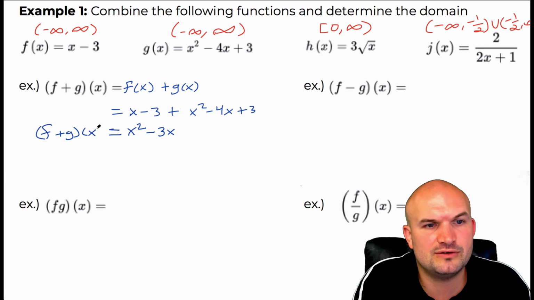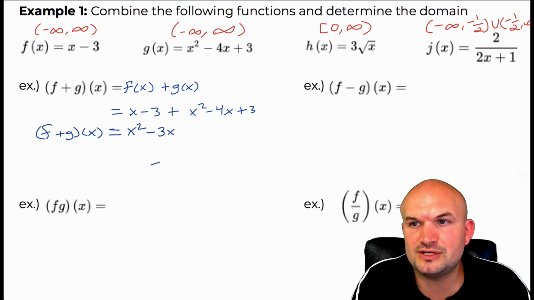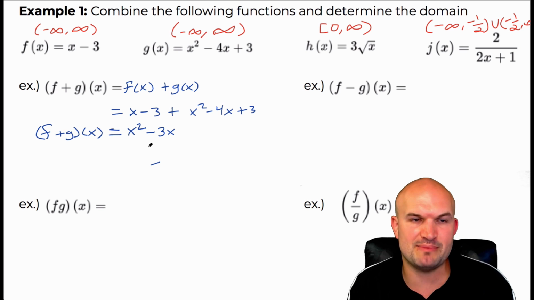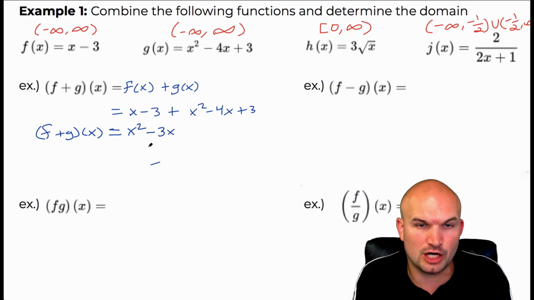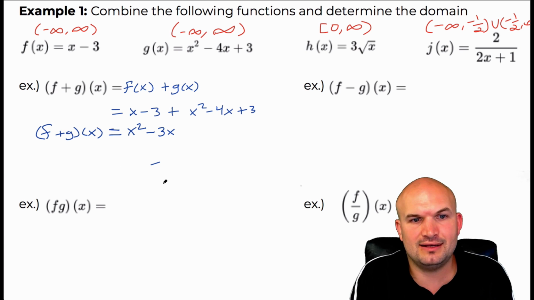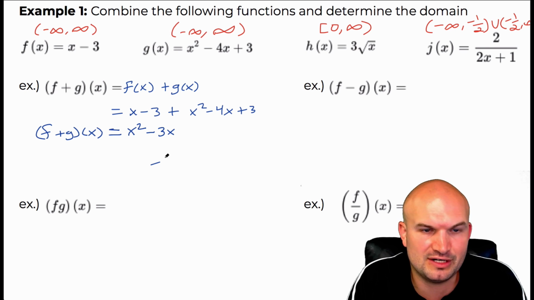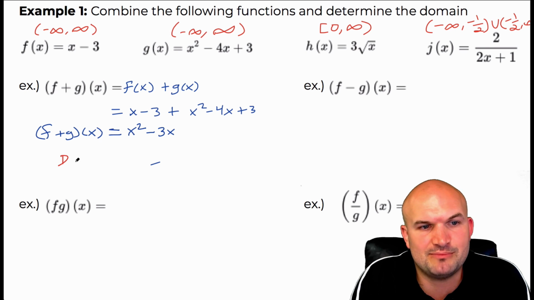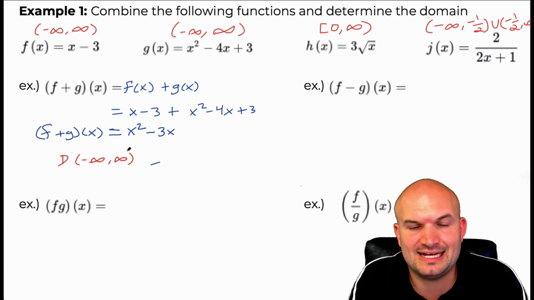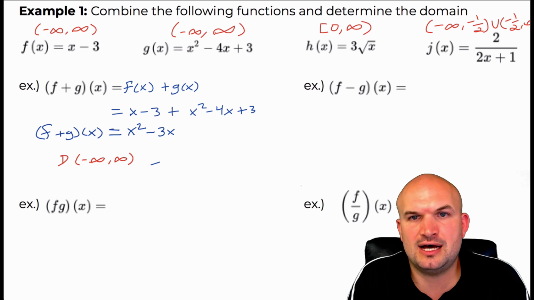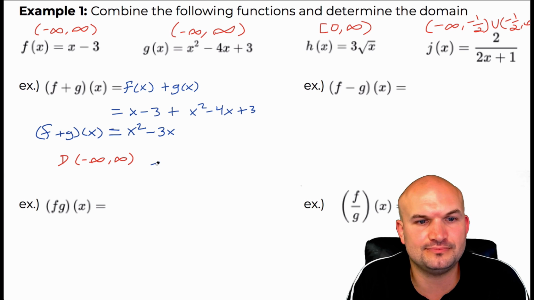So I'll just write that notation back there. And now let's go and look at the domain. Well, the domain: I added two functions that were unrestricted, right? And in combining them, I'm still having another quadratic that's unrestricted. So my domain in this case is just going to be from negative infinity to infinity. I didn't add any other restrictions by adding these two functions.